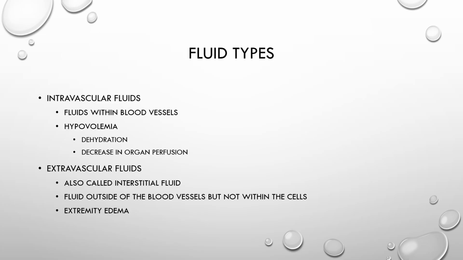And then extravascular fluids. So these are also called our interstitial fluids. These are fluids outside of the blood vessels, but not within the cells. Okay, we have intracellular, extracellular. Extracellular is also interstitial. We're not talking the cellular level. This is just in our blood vessels, not in our blood vessels. Okay. When we have a lot of interstitial fluid, that's when we're going to see, again, our extremity edema, our pulmonary edema, our pulmonary infiltrates, right? Fluid on our lungs, all that good stuff.